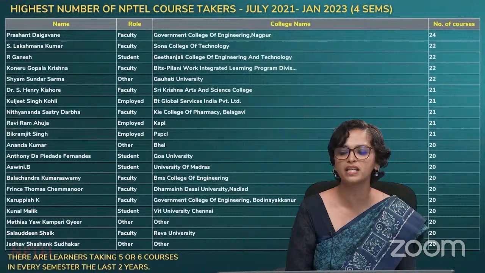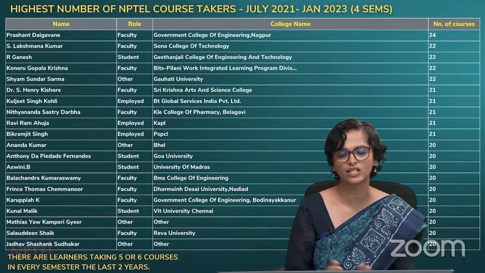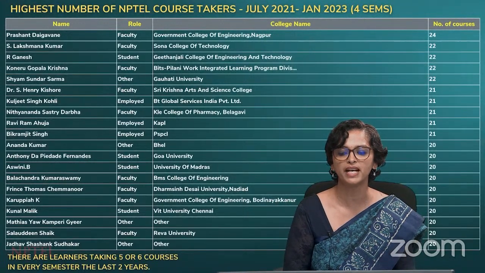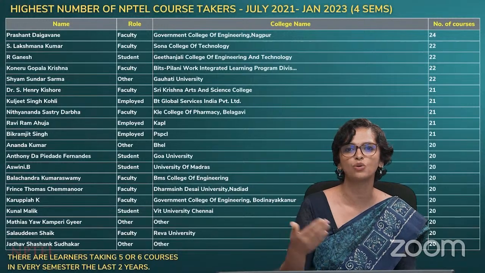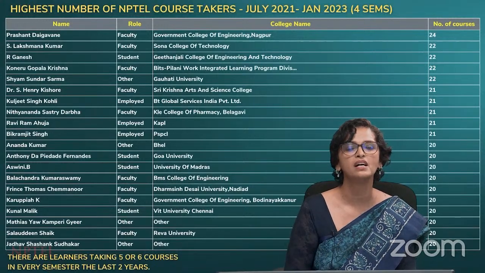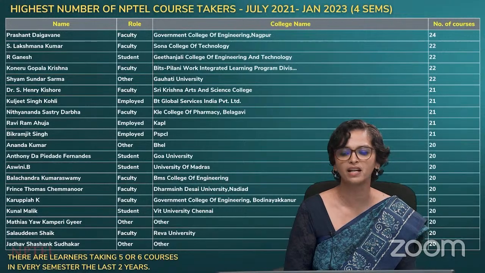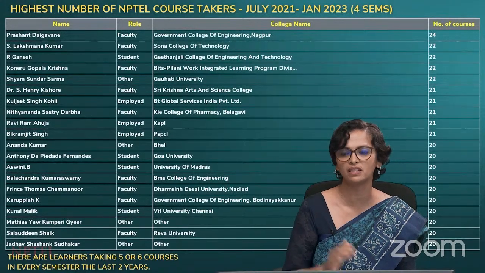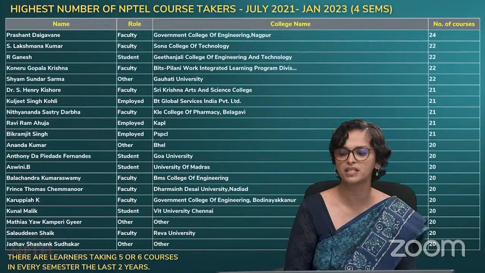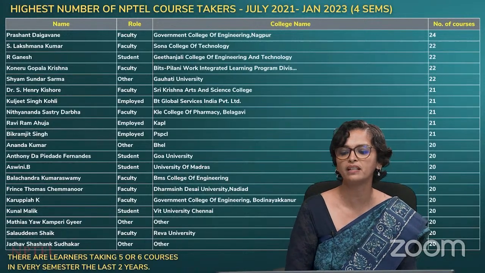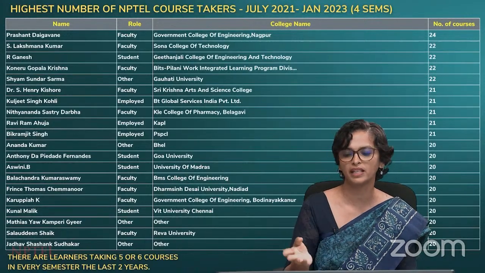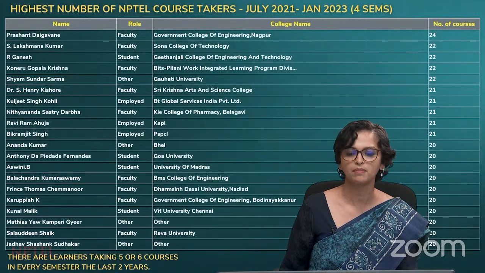The highest number of course takers in 4 semesters that we actually took out from July 21 to Jan 23. There are people who are doing 6 courses every single semester. For instance, the first faculty member, Professor Prashant, has actually done 6 courses every semester. He's done 24 in 4 semesters, and there are many more who have done maybe 5 or 6 courses alternatingly in the last 4 semesters.